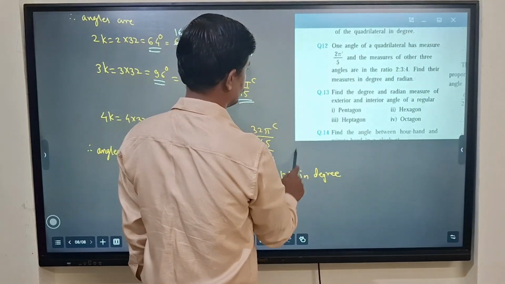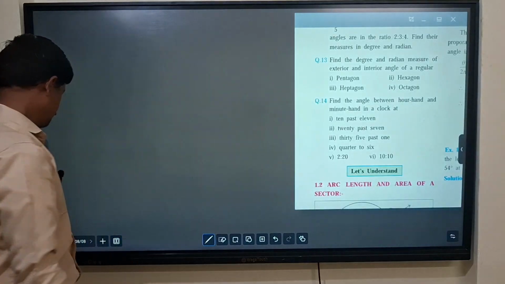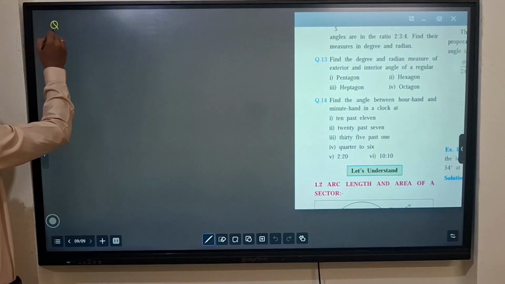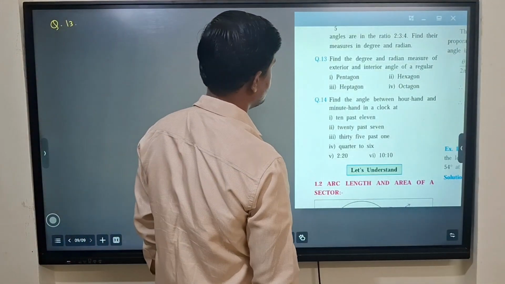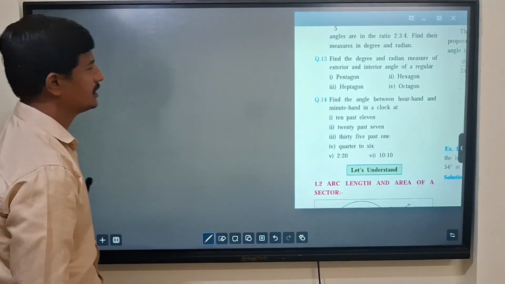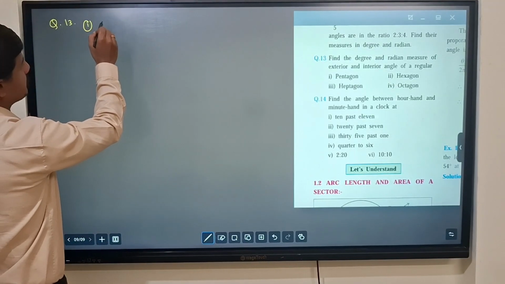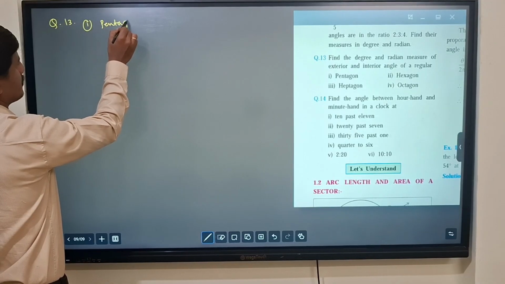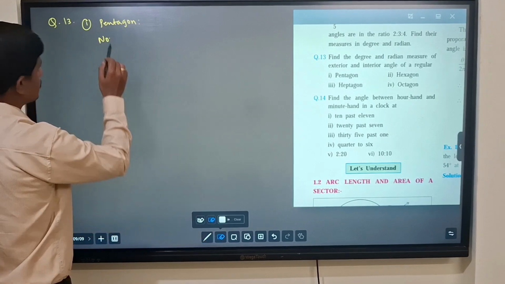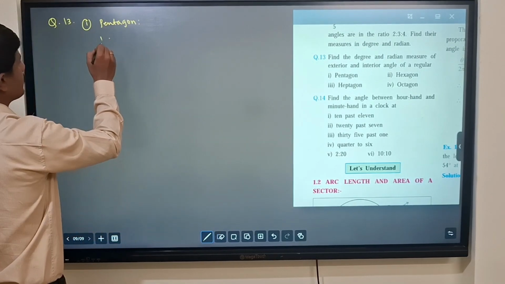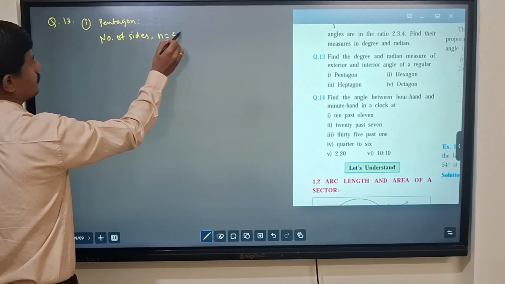Now 13. Find the degree and radian measure of exterior and interior angle of a regular pentagon, hexagon, heptagon, and octagon. For first, pentagon. For pentagon, number of sides n is equal to 5.